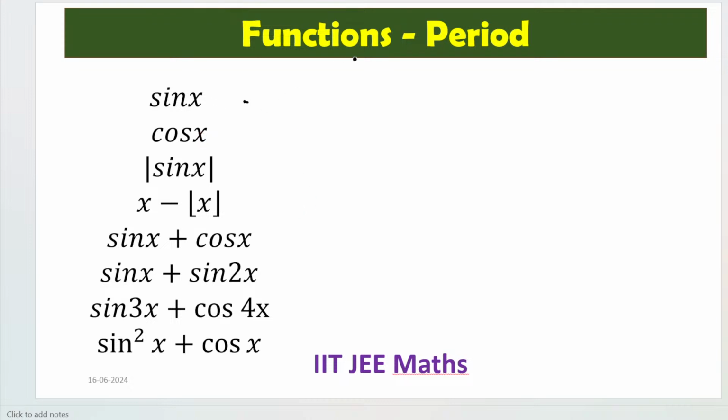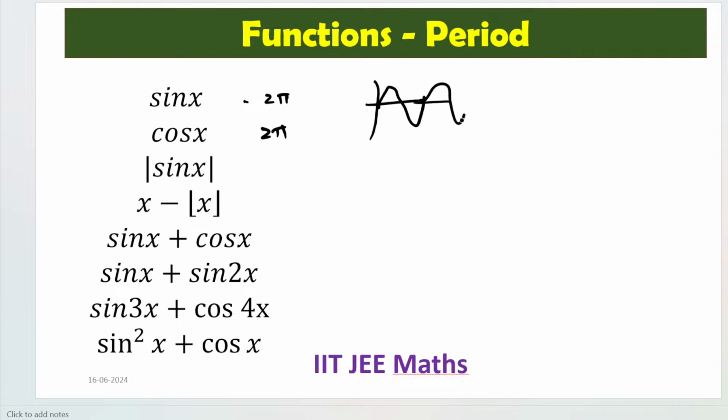What is the period of sin x? Sin x repeats itself at what period? Cos x is also 2 pi. Both are 2 pi. This is 2 pi, this is 2 pi. What does that mean? The graph of sin x repeats itself after every 2 pi units.